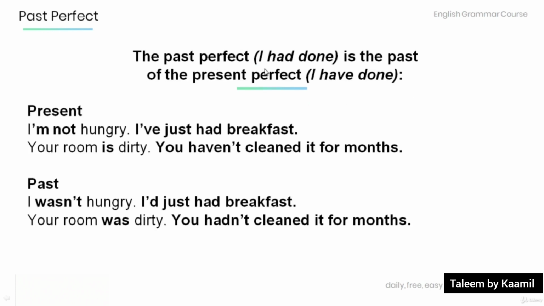Note that the past perfect "I had done" is the past of the present perfect "I have done." Have a look at the differences below. Present. I'm not hungry. I've just had breakfast. Your room is dirty. You haven't cleaned it for months. Past. I wasn't hungry. I just had breakfast. Your room was dirty. You hadn't cleaned it for months.